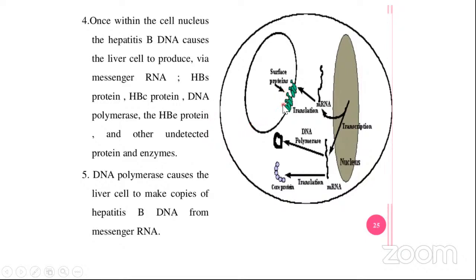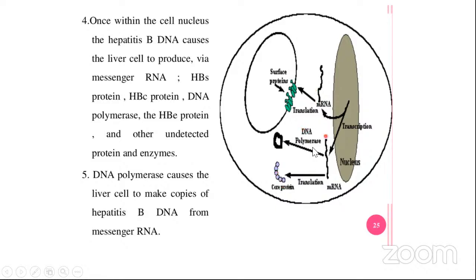They are secreted, and in this way they will release their genetic material, and then the process will take place. Transcription will happen and translation will happen. After transcription, mRNA is formed, and from mRNA translation takes place, so protein will be formed. In this way the core protein will be formed.